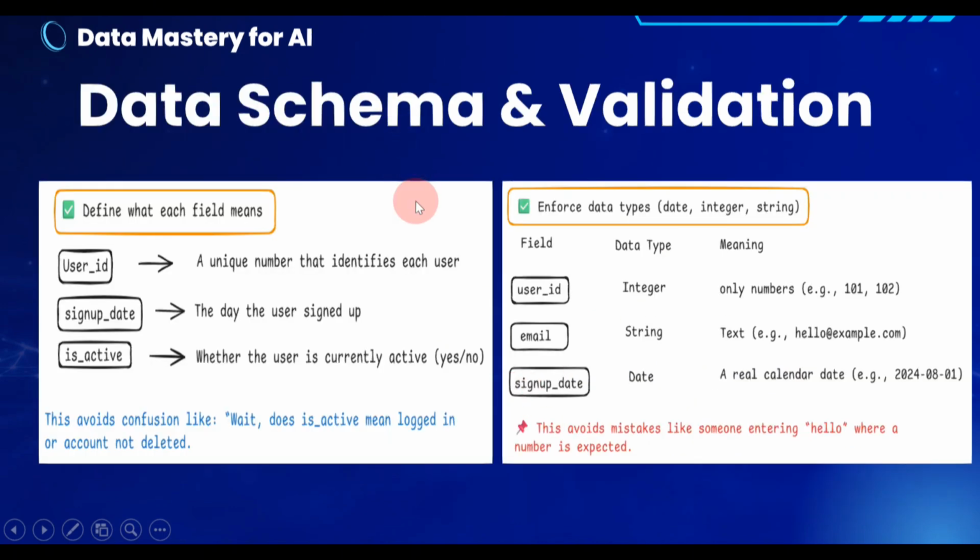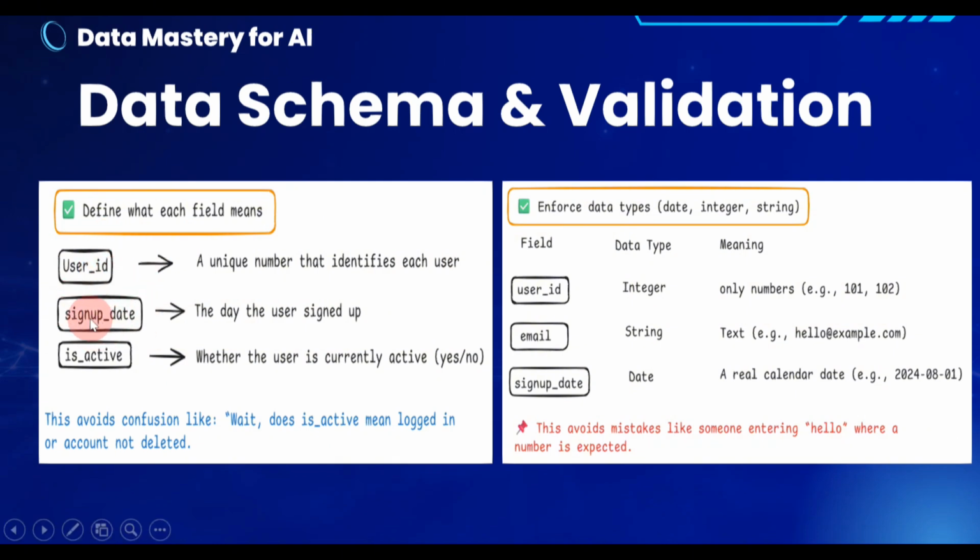Now let's understand these three pillars one by one. First is define what each field means. Let's suppose that we have a table with three different fields: user ID, sign up date, is active. Now user ID tells us the unique identifier for each user, so it may have a number assigned like 105, 106 or 567, something like that, right?